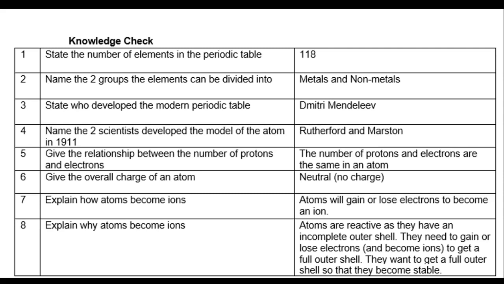Here are the answers. So the number of elements in the periodic table is 118. The 2 groups that the elements can be divided into are metals and non-metals. The scientist who developed the modern periodic table is Dmitri Mendeleev. He was a very important man, very smart.